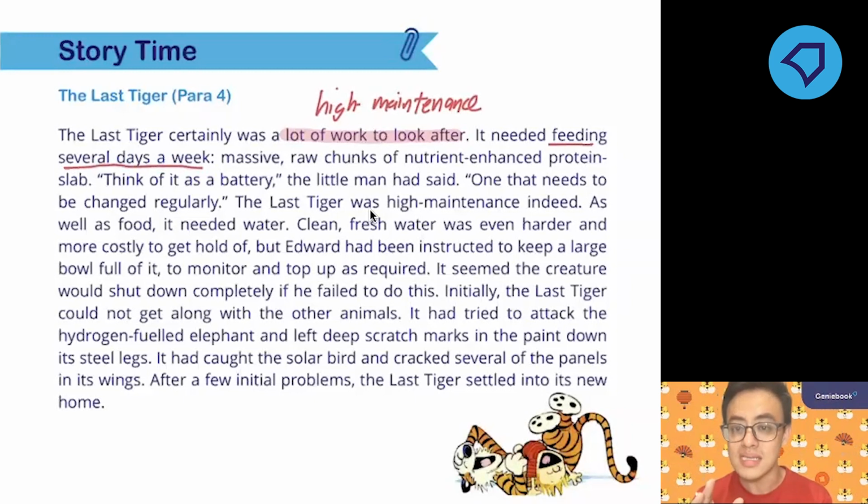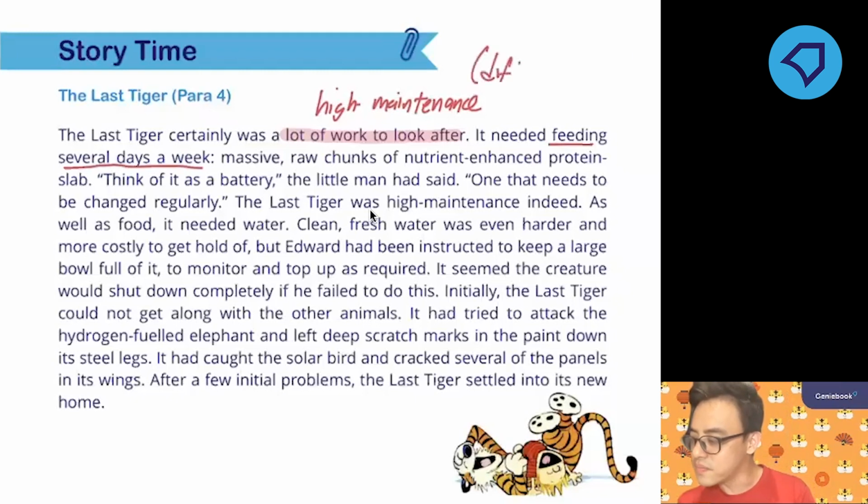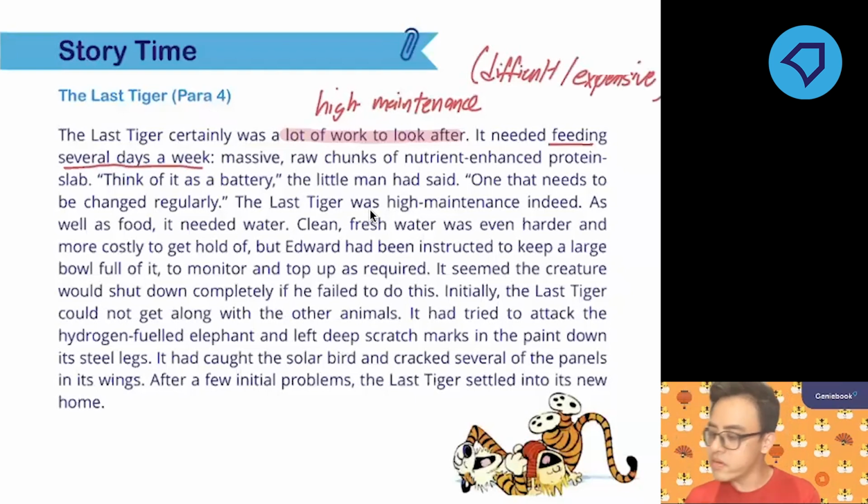Now, this one doesn't tell me it's high maintenance because I don't know how easy or how difficult it is to get the protein slabs for them. Okay, if something is high maintenance, it requires a lot of effort. It is very difficult or expensive. Now, if I say it requires a lot of raw chunks of protein slabs, I don't know if it's difficult to get it. I don't know if it's expensive to get it. So if I talked about the protein slabs, it may or it is not an example of high maintenance.